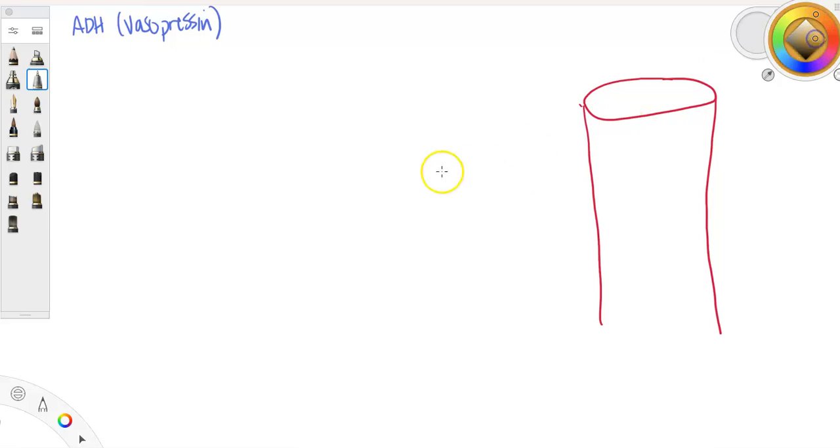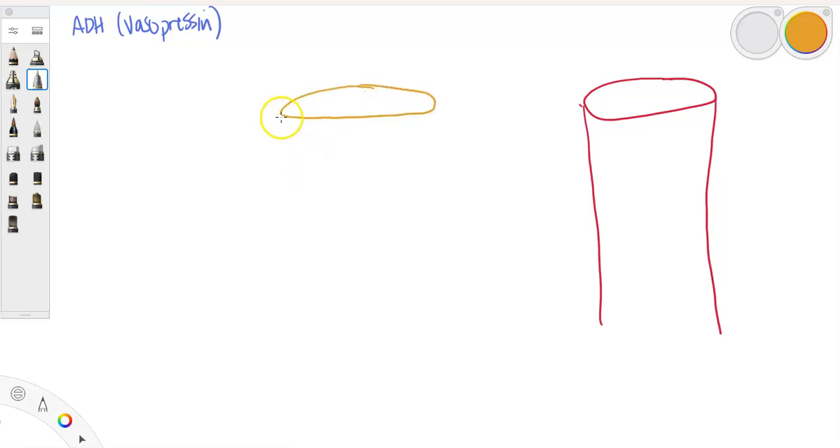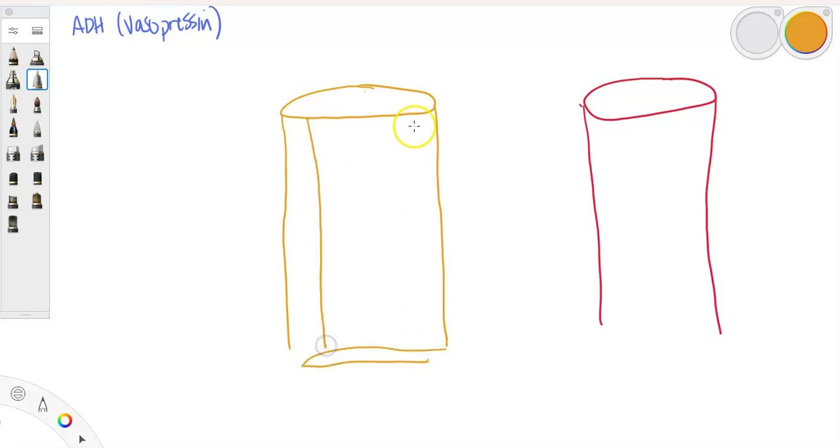And then over here, let's make our tubule. Okay, so we know the tubules are lined with simple cuboidal cells, right? We know that. Okay. And so we'll call this the collecting duct or whatever. All right.